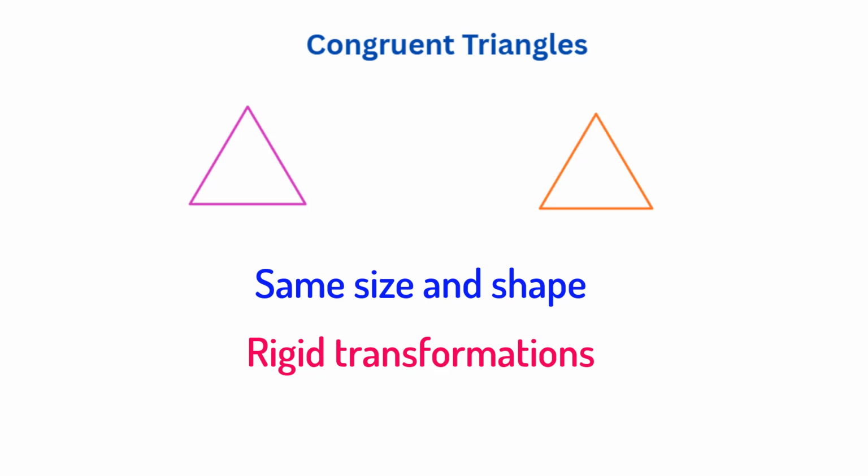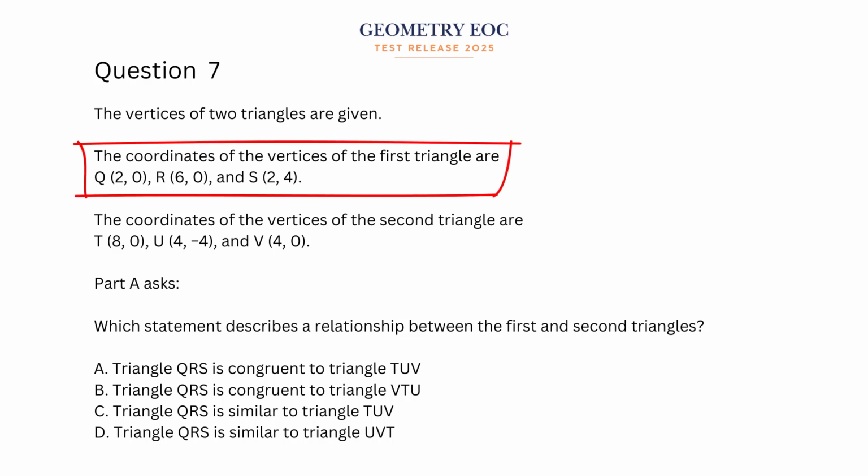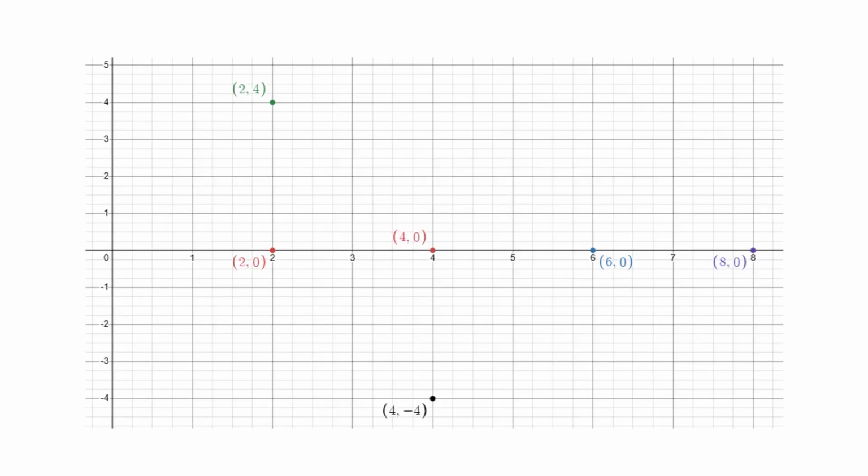Now, when triangles are given with coordinates, one of the easiest ways to check if they are congruent is to compare their side lengths. If all three sides of one triangle match the three sides of another triangle, then the triangles must be congruent. So in this problem, our job is simple. We're going to find the side lengths of the first triangle, then the side lengths of the second triangle, and see if they match.